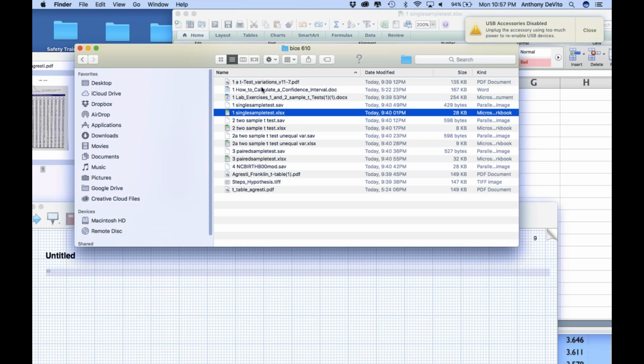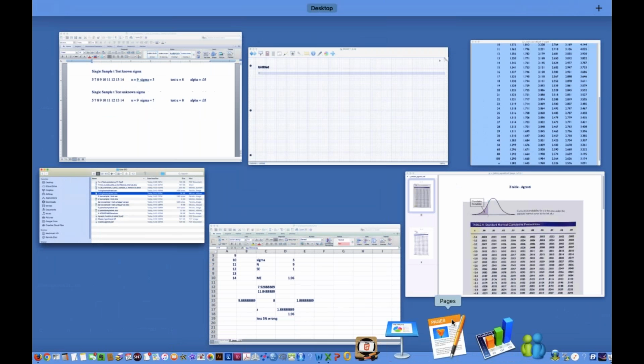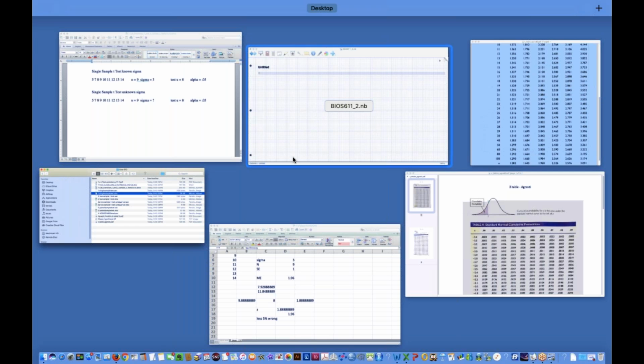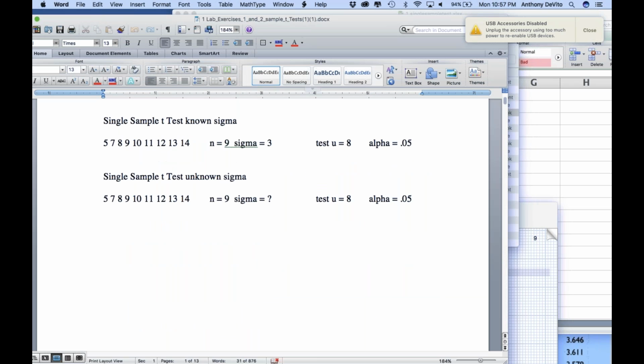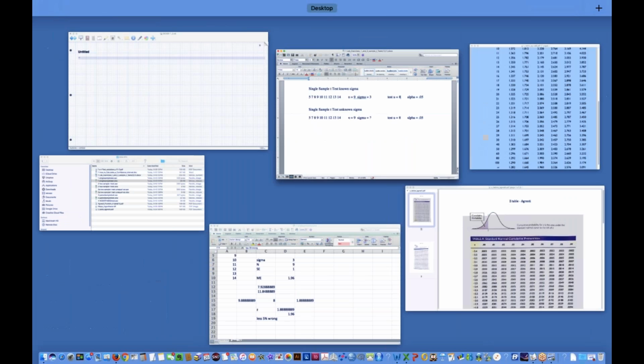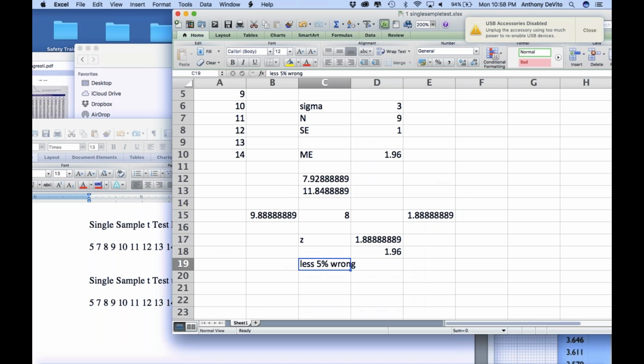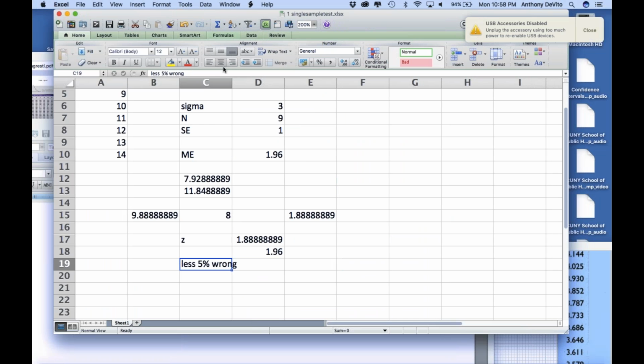Where'd it go? Okay, let's see if I can find that paper again. Okay, single sample t-test, unknown sigma, right? Well, this gets even a little bit more complicated, doesn't it? It's the same thing. My standard deviation here, what did it come out to? I'm going to go back to my Excel file.